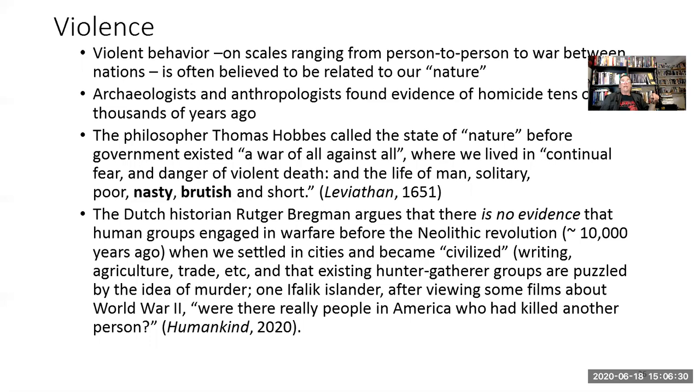he cited a case from, I'm not sure who wrote about this, I didn't check the footnote, but during the Second World War, some Americans went to a remote Pacific island of Efalik and showed them some films of World War II activity just to explain to them what they were doing there. And the people were very disturbed. It was like showing something horrible to a child.